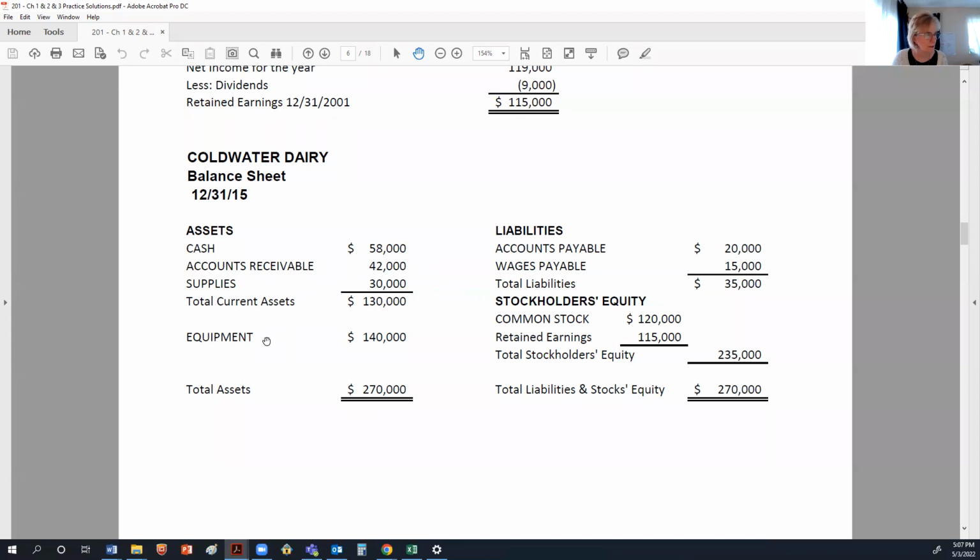If you have equipment, you also be mindful if you have accumulated depreciation, which you've had in some of your homework problems, that would go here as a negative, and then you'd put total PPE, property, plant, and equipment. Okay. So even though accumulated depreciation has a credit balance, it's going to be with the property, plant, and equipment.